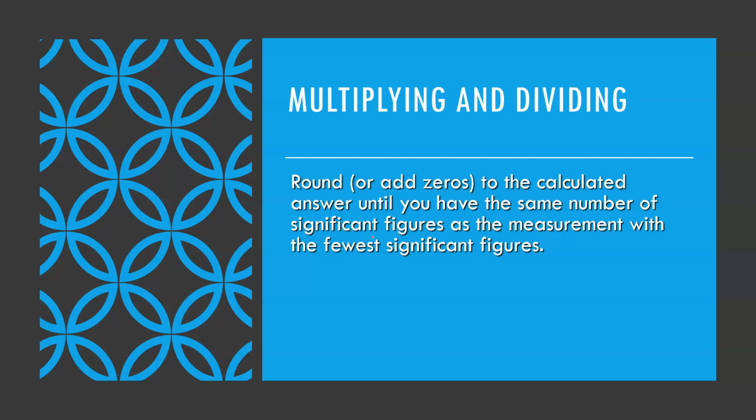So you're going to round or add zeros to the calculated answer until you have the same number of significant figures as the measurement with the fewest significant figures. You're going to look at the numbers that you're using, and whichever one has the fewest significant figures, we're not talking decimal places anymore, just significant figures, that's how many significant figures your answer can have. So for example, if I take 15.7 and multiply it by 0.63, I am taking 3 sig figs and multiplying it by 2 sig figs, which means I need to round my answer to 2 sig figs.